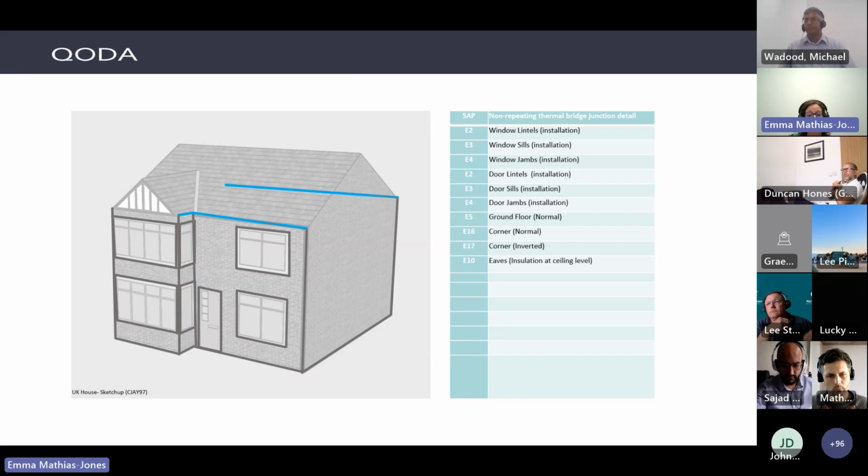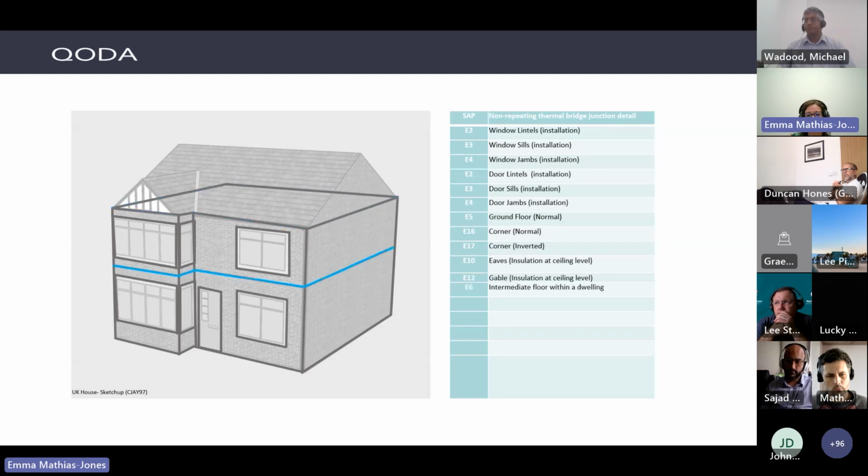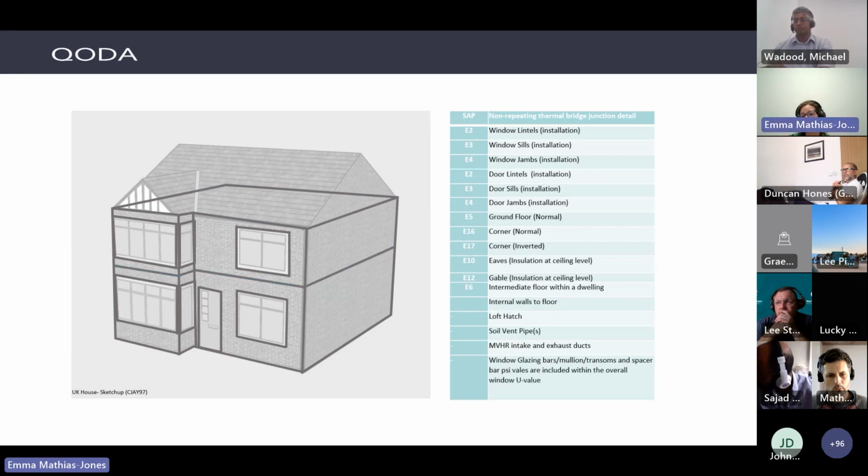Then we've got eaves. I've assumed there's insulation at ceiling level for this building. So you've got your eaves thermal bridges, your gables, your intermediate floor, where your internal floor joins your walls. And then you're going to have others such as your internal walls to floor junction, ones like your loft hatch, which are a bit sneaky and often get forgotten about, and then some point thermal bridges like your soil vent pipes, your MVHR intake and exhaust.